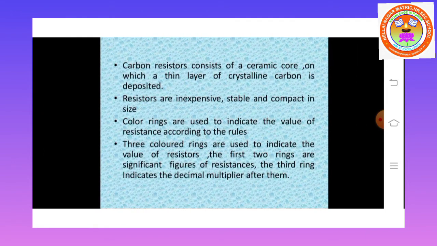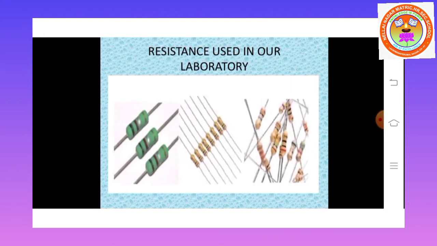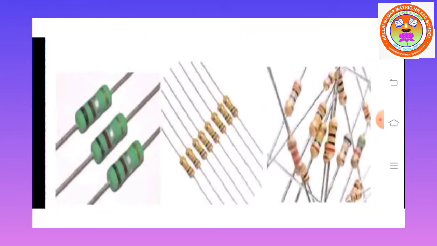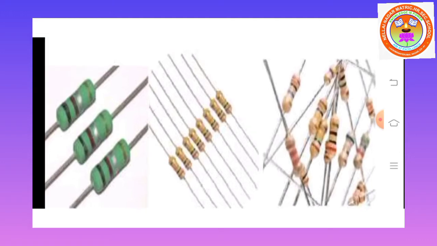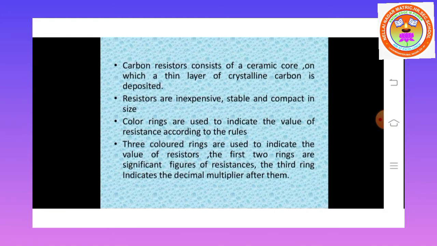What are carbon resistors? Carbon resistors consist of a ceramic core on which a thin layer of crystalline carbon is deposited. Students, this is a picture of the carbon resistor. These carbon resistors are inexpensive, stable, and compact in size.